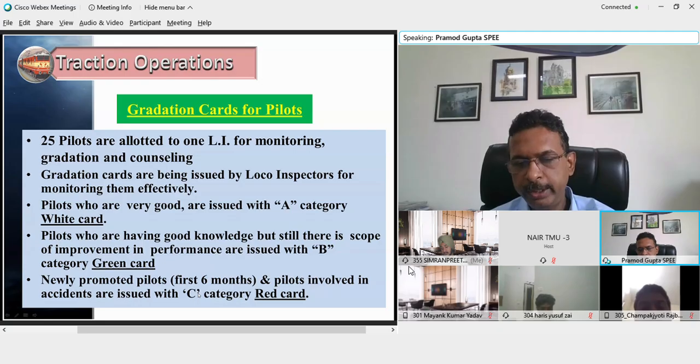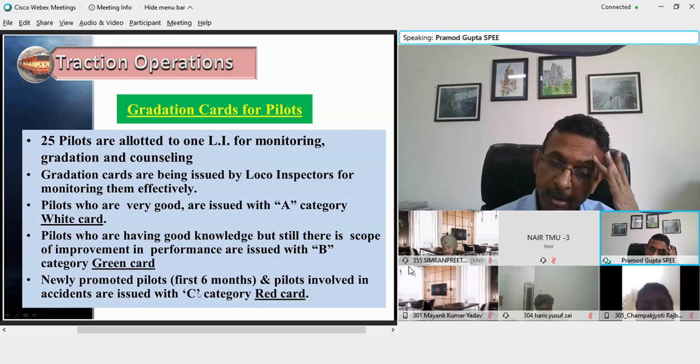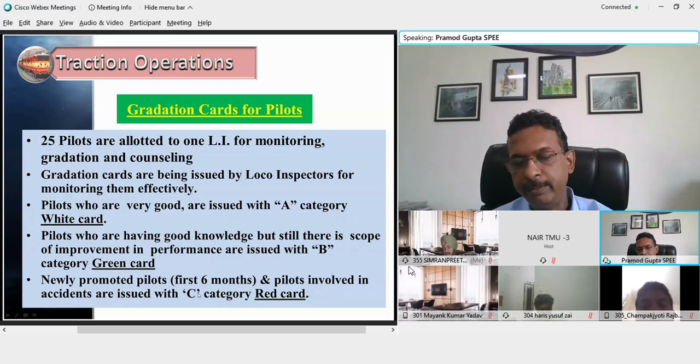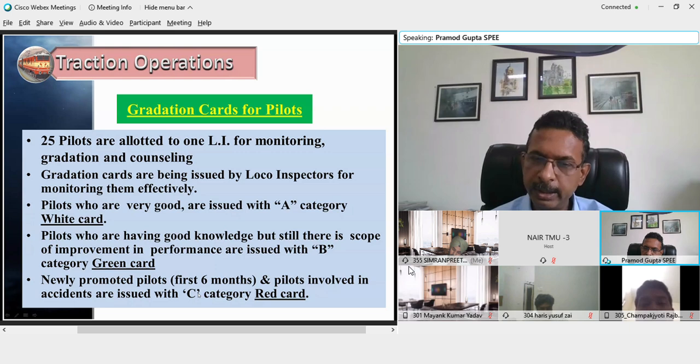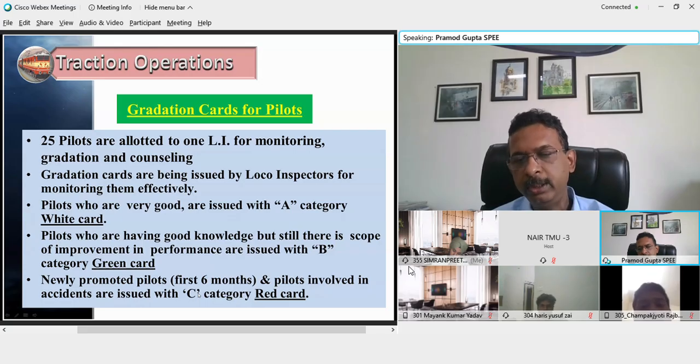Now, when we issue the red card, green card, and white card, you can see that a certain amount of discretion is available to the loco inspector when he is issuing different categories of cards, or when he is upgrading or degrading the rank of the loco pilot. Whenever we have some human interference, where the examination is not a pen and paper based kind of system, it can be subjected to scrutiny at a later stage. The discretionary power may be challenged by some other people.